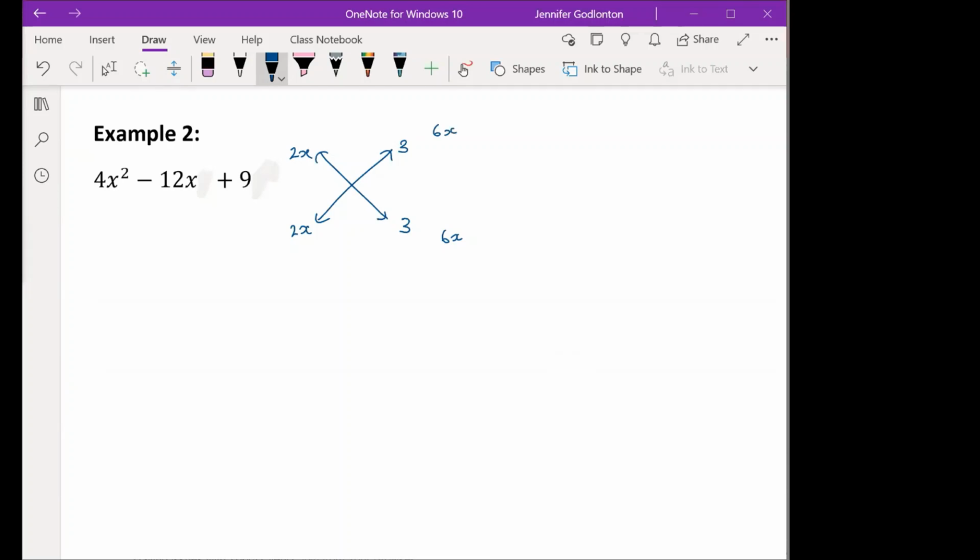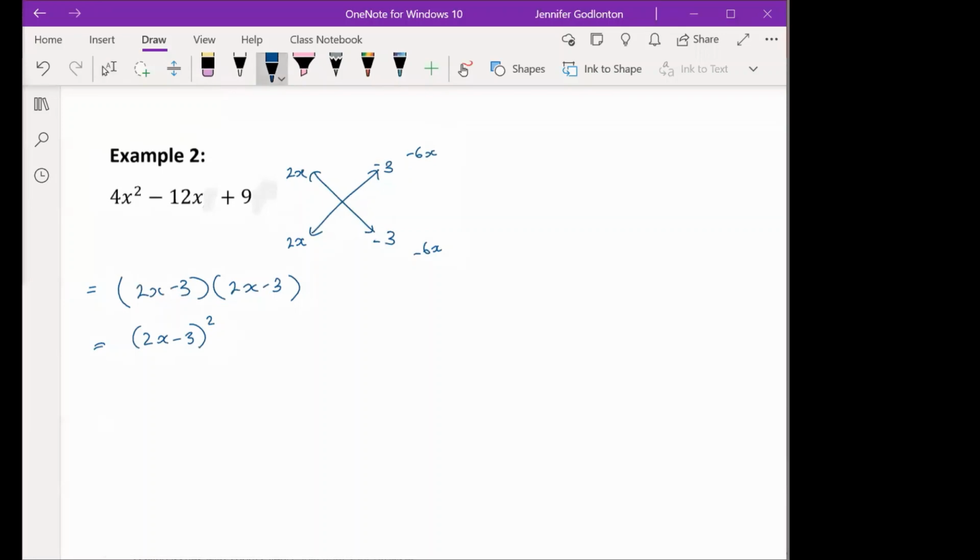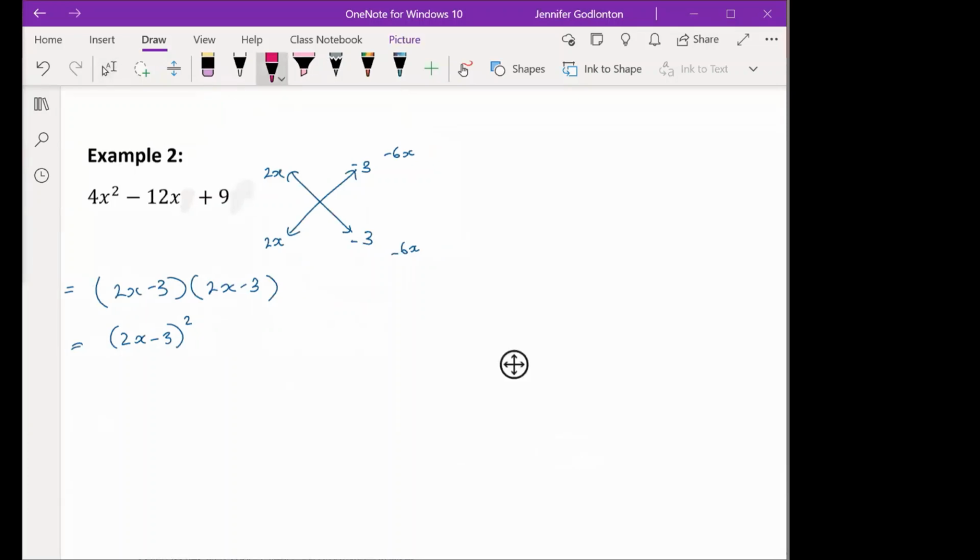So what signs did both of those need to be? They both need to be negative. Beautiful, they both need to be negative, which means these both need to be negative. And so what are my brackets going to be? It's going to be 2x minus 3. Yes. 2x minus 3. Beautiful. Okay, and if you wanted to take it one step further to make it look super fancy, we could say 2x minus 3 squared, because you know how in maths we like to be fancy. Excellent, guys.